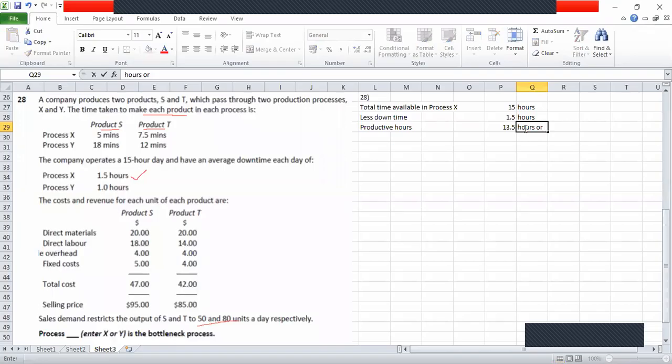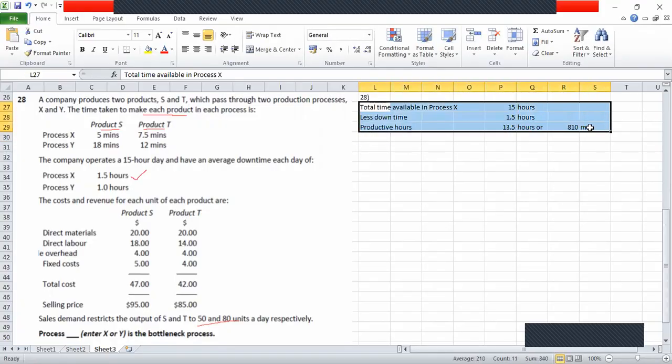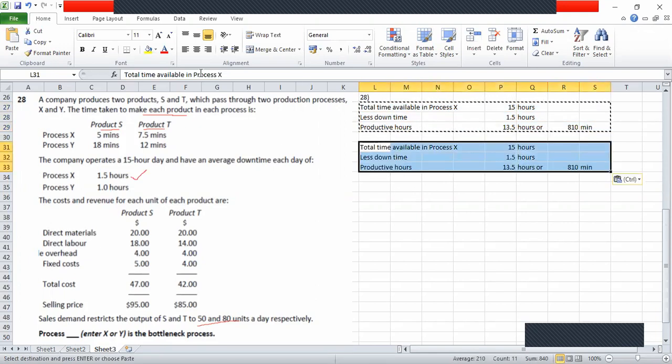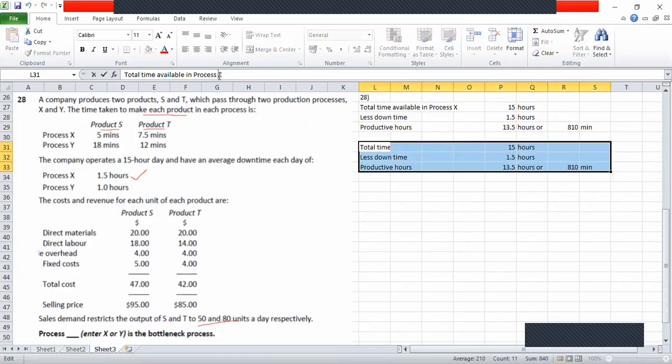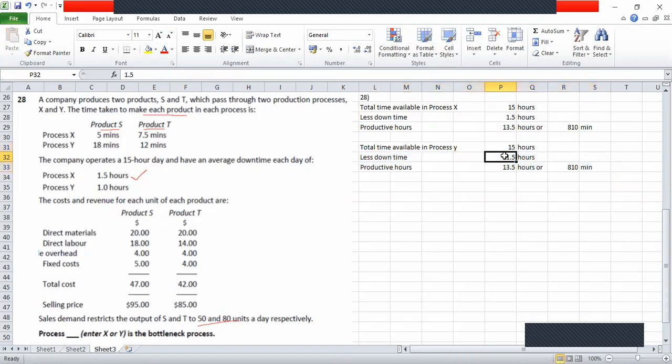Because the requirement of time per product is given in minutes, let's make it into minutes: 13.5 hours into 60 minutes, that is 810 minutes. Similarly, let's take it for process Y also. For process Y, the time is 15 hours, but the downtime is 1 hour. So it is 14 hours, so 840 minutes in case of process Y.